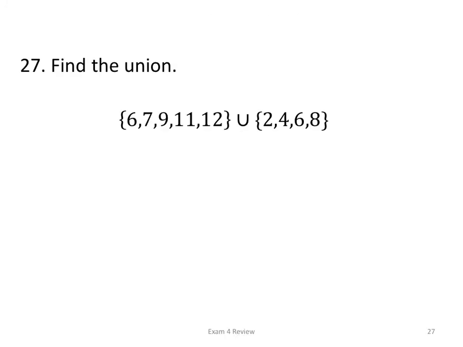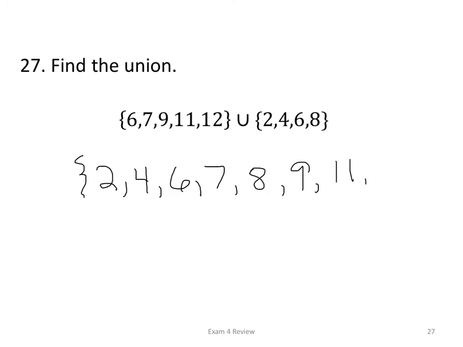A union is when you combine things, and to find a union you combine the members of both sets. So before we had an intersection problem. This is not an intersection, it's a union. So we'll start with the smallest number, 2, 4, and 6 occurs in both, 7, 8, 9, 11, 12. So we had all of the numbers, but we only have them occurring once, and that is the union.